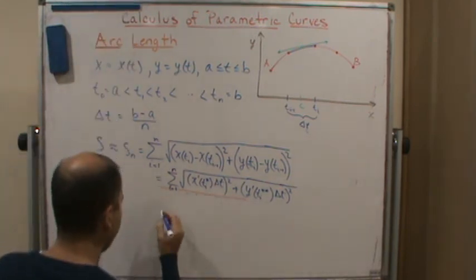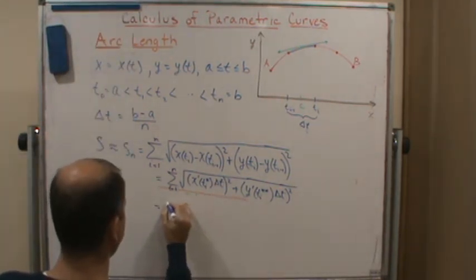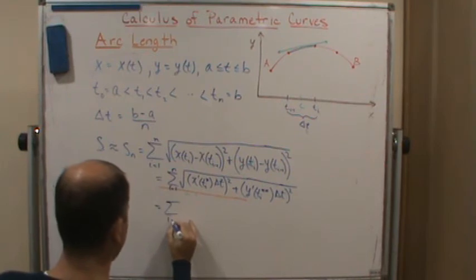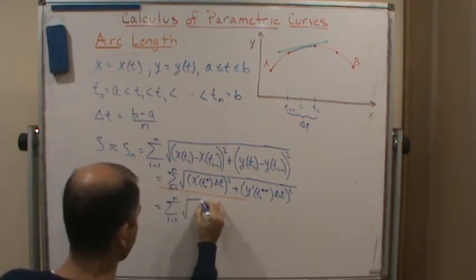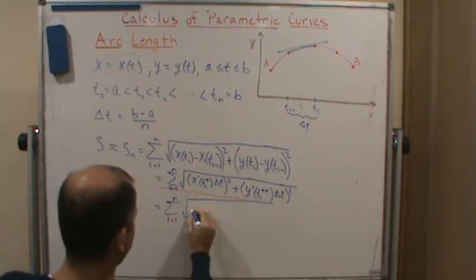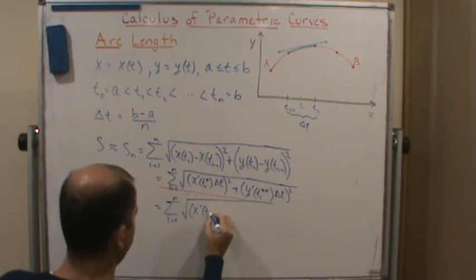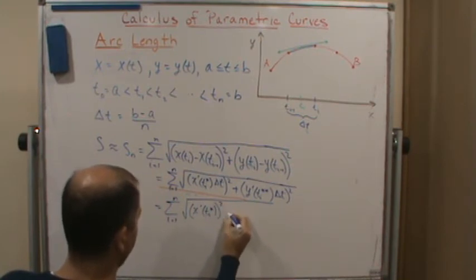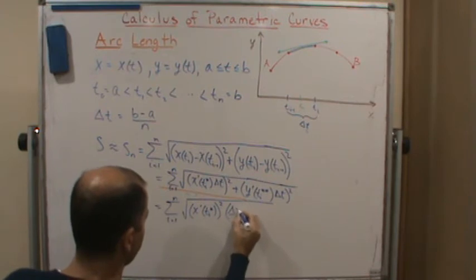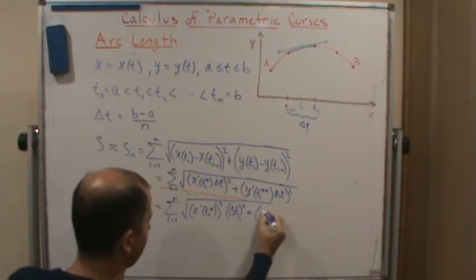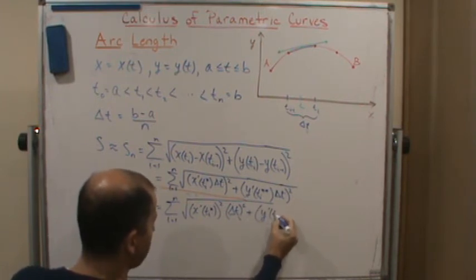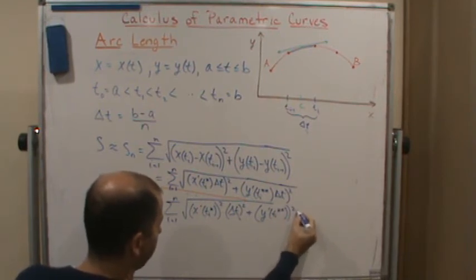And so what happens to this? This is going to become the sum from i equals 1 to n, the square root, and this is going to become x prime of t sub i star squared times delta t squared plus y prime of t sub i double star squared times delta t squared.